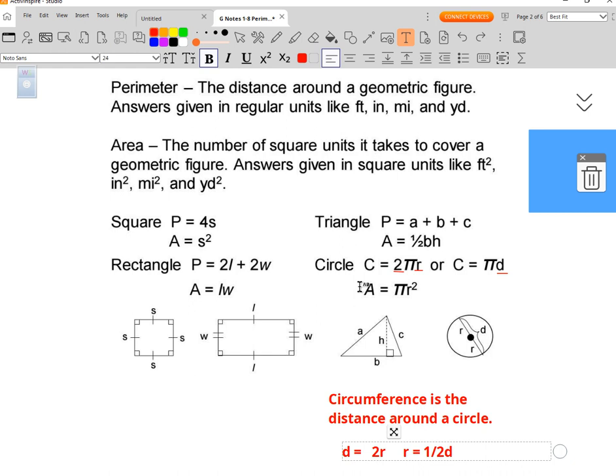Typically, if they give the radius, I'd say use the formula for circumference that has the radius in it. If they give you the diameter, I'd suggest you use the formula that has the diameter in it. But you get to take that choice.